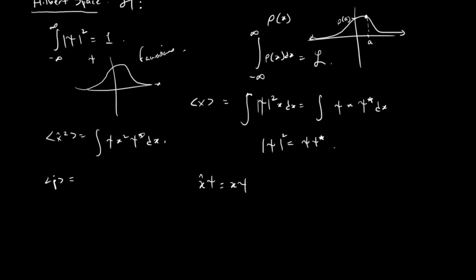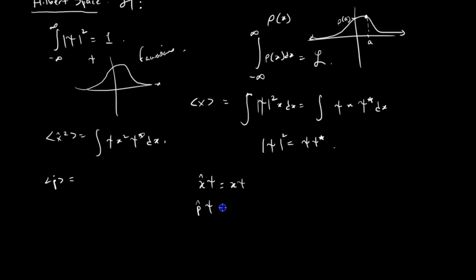So basically the x operator only gives you the x value, which is common sense. If you act on a wave function with the space operator x, it will give you the spatial point at which psi is located. But for p, it's a little different.